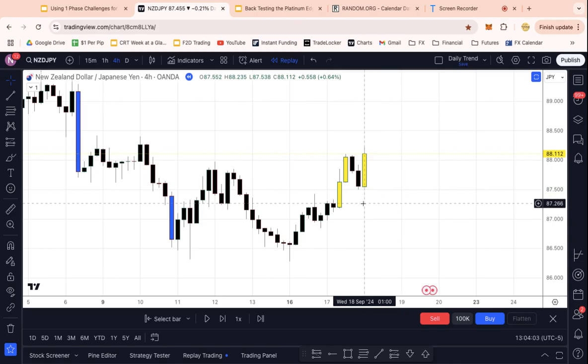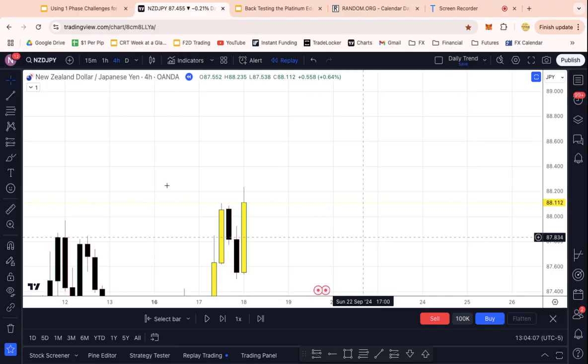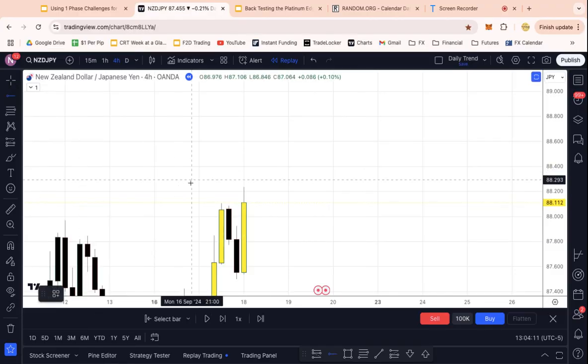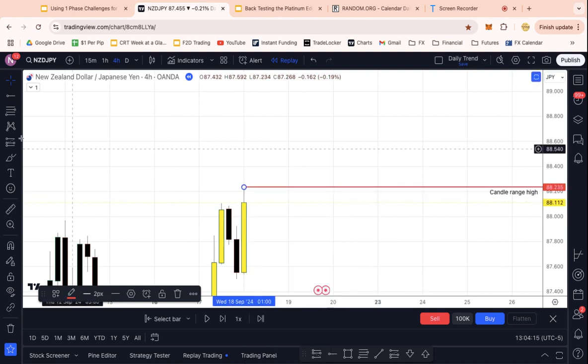Okay, another yellow candle. This is at 1 a.m. Bingo, got one. All right. So the first thing I do is I mark the candle range high, candle range low.